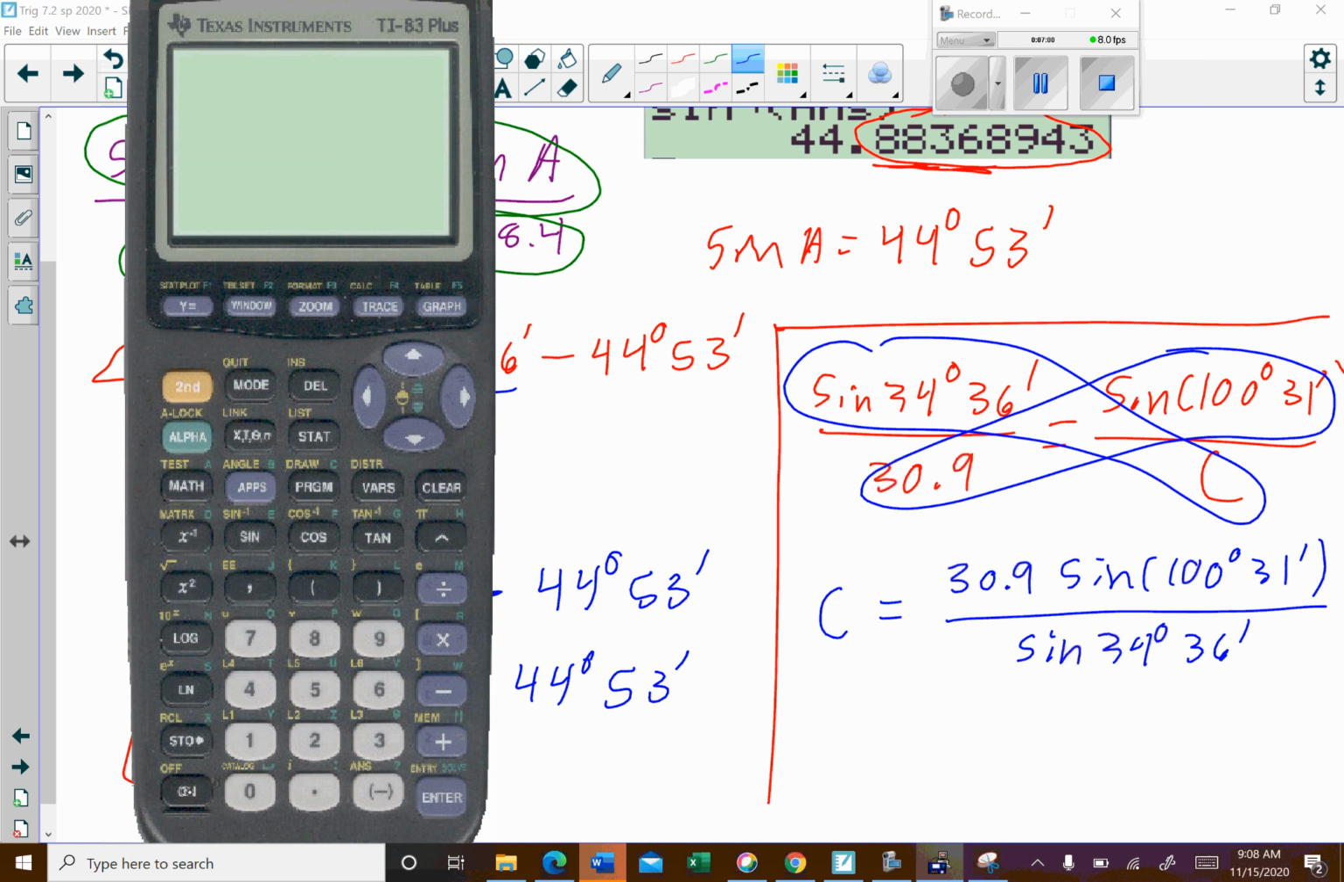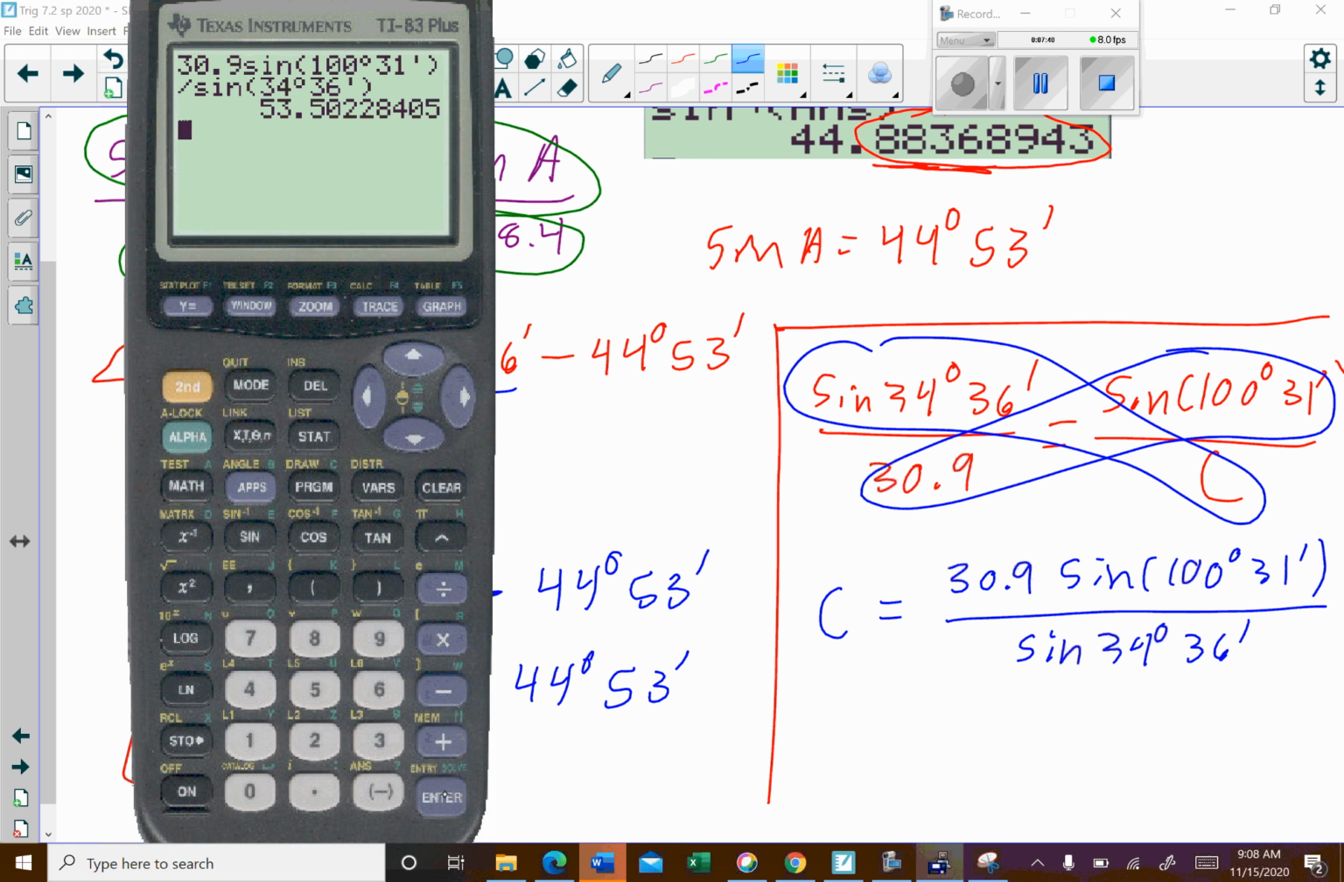So let's put this in the calculator again. So let's see, 30.9 sine of 100 degrees and 31 minutes. And then we have to divide that by sine of 34 degrees, 36 minutes. Close that. Okay, so we're looking at 53.